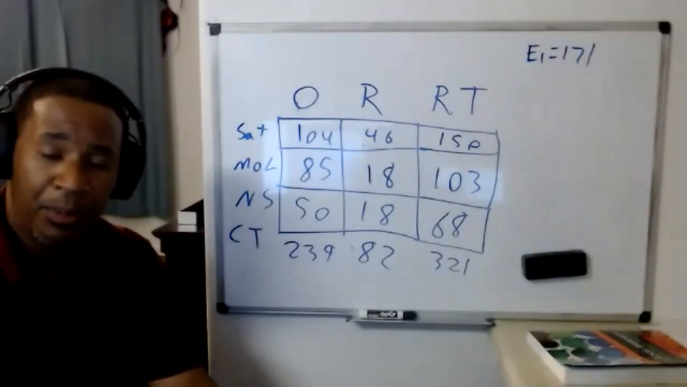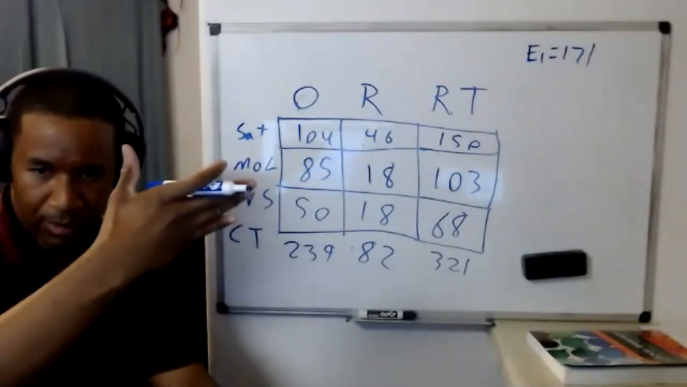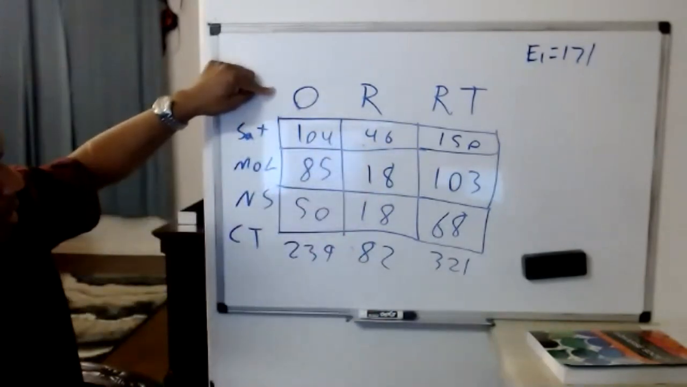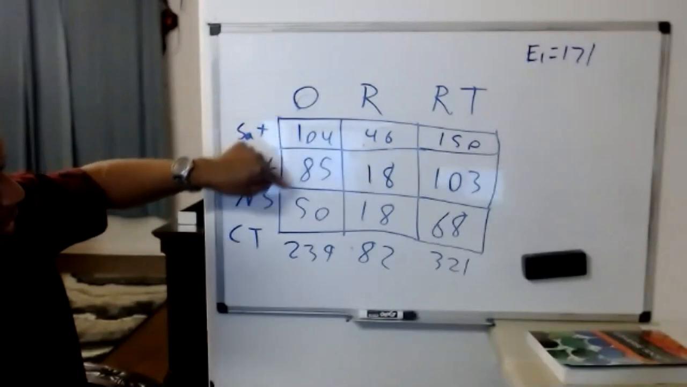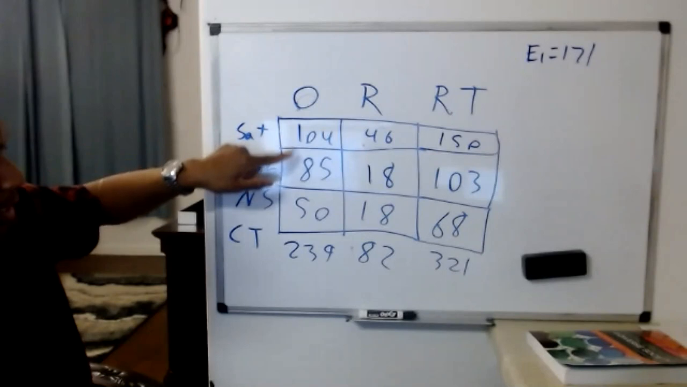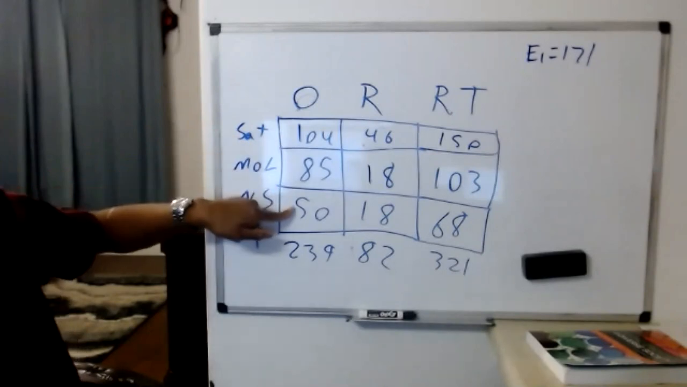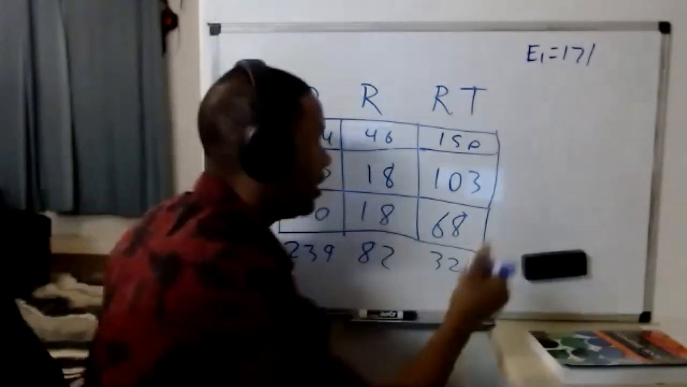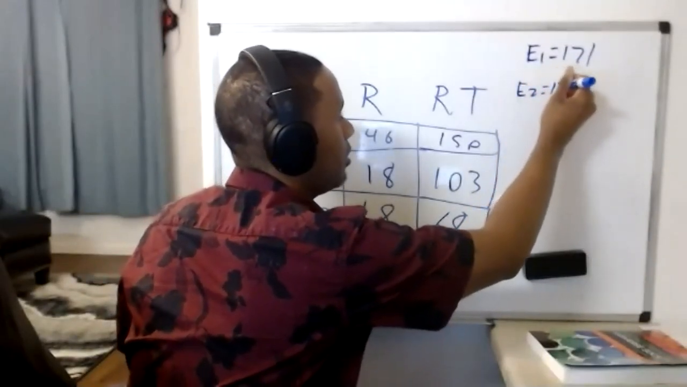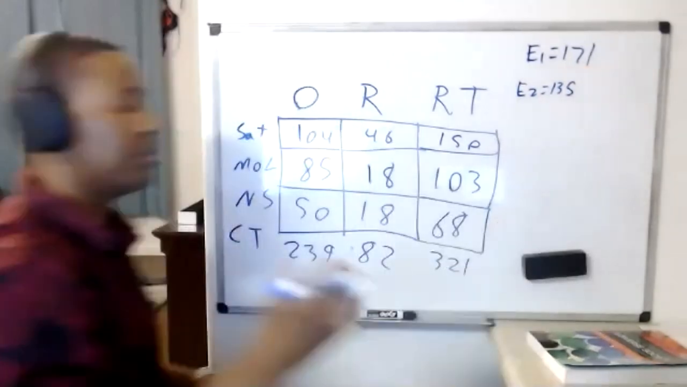Now, I'm going to do this for each category of the independent variable. I'm going to look at own first. Am I going to predict satisfied more or less or not satisfied? I'm going to predict satisfied because that's the biggest number. I'm going to add 85 plus 50, which gives me 135. So E2 is equal to 135. I'm going to do this for rent.